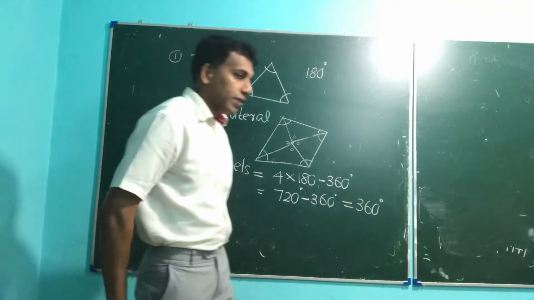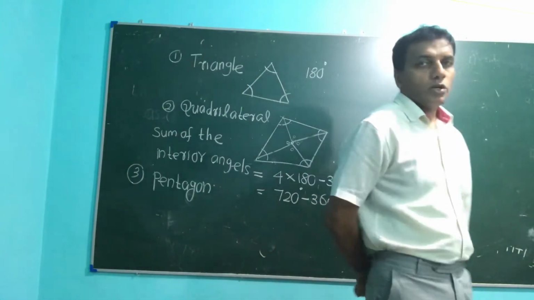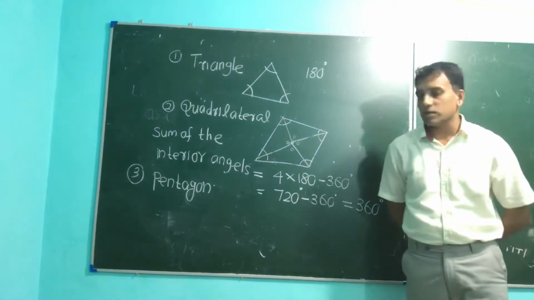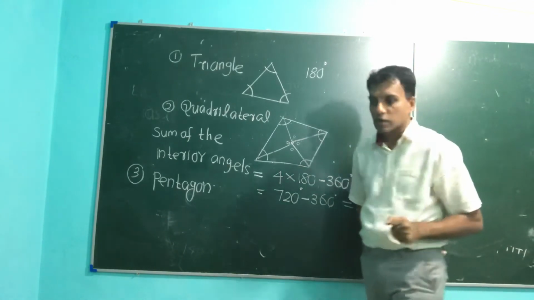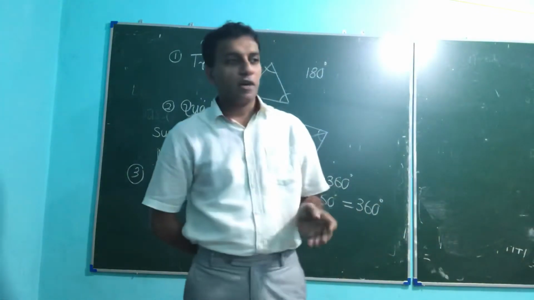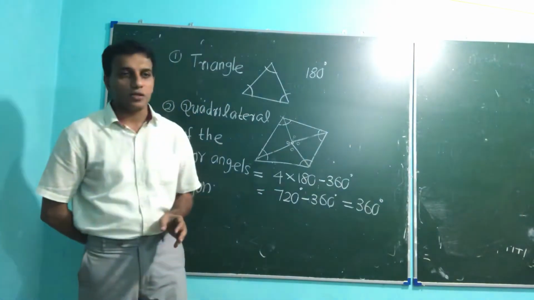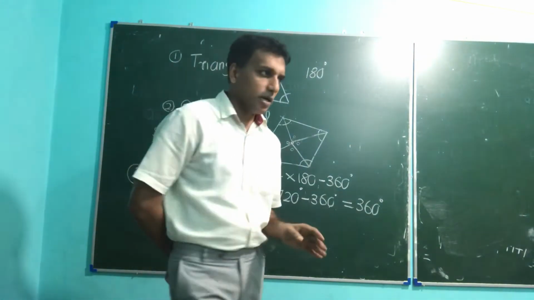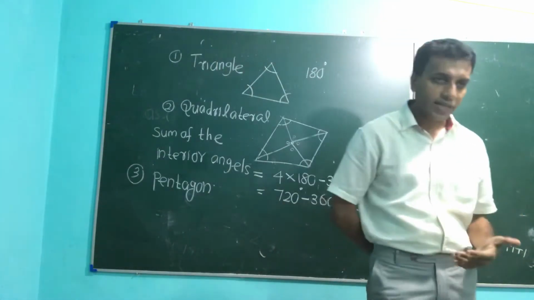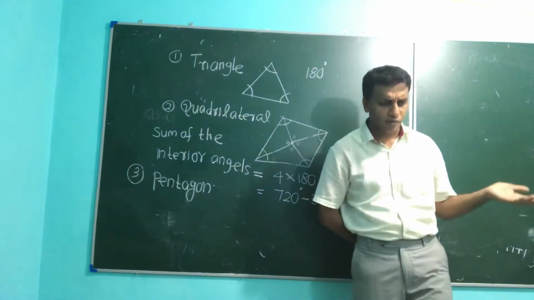Next, I will explain the pentagon. A pentagon has 5 sides and 5 interior angles. This is the first time you are studying this, here in grade 9, not like in grade 8.